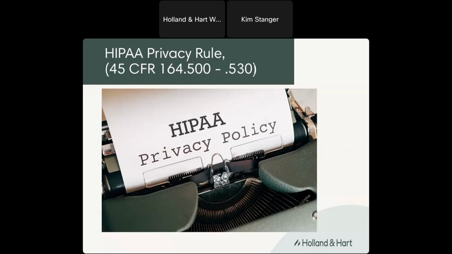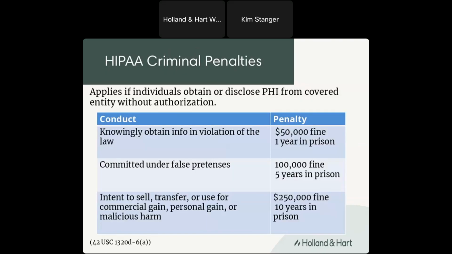But let's talk about the privacy rules. HIPAA is short for the Health Insurance Portability and Accountability Act. Note that it is HIPAA, not HIPPA. For violations of HIPAA, when it comes to enforcement, did you know you could go to jail for this? There are actually criminal penalties that apply if an individual obtains or discloses PHI from a covered entity without authorization. The penalties can range anywhere from $50,000 and 1 year in prison up to $250,000 and 10 years in prison.